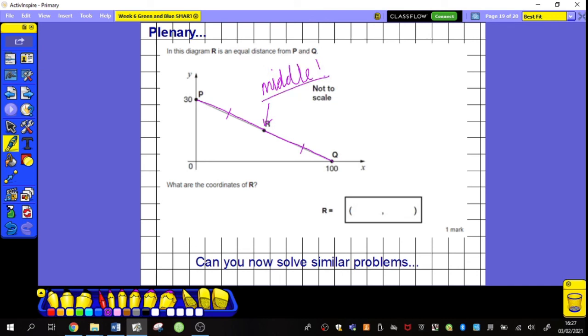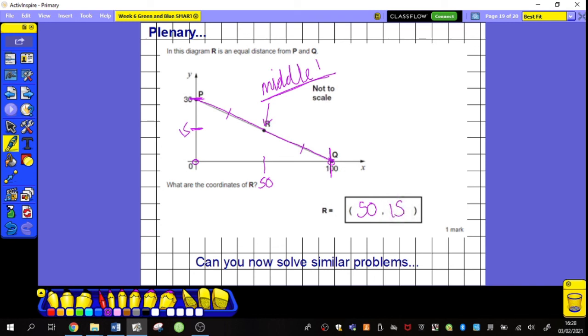What are the coordinates of R? Well, let's have a look. If Q is, I can see, 100 along the x-axis, and R is in the middle, well, what is in the middle of 0 and 100 must be 50. So R must be 50 along. And for y, if P is at 30, so 0 to 30, and R is bang in the middle, then the point in the middle of 0 and 30 must be 15, so it must be 15 high.